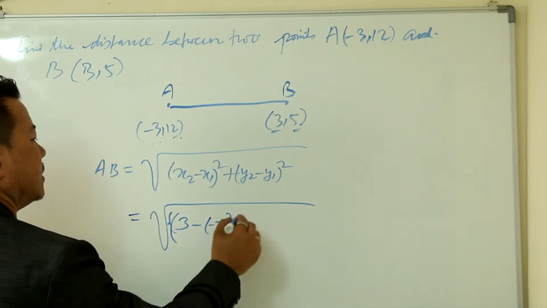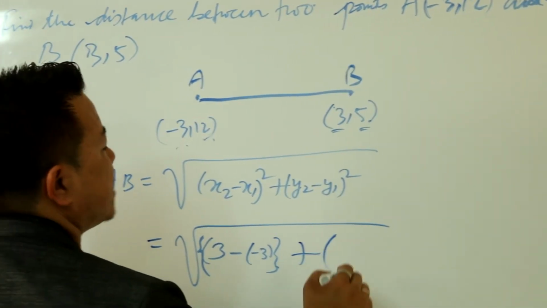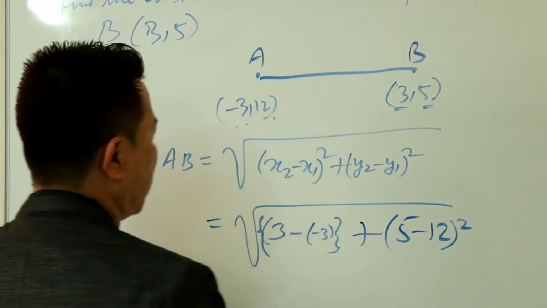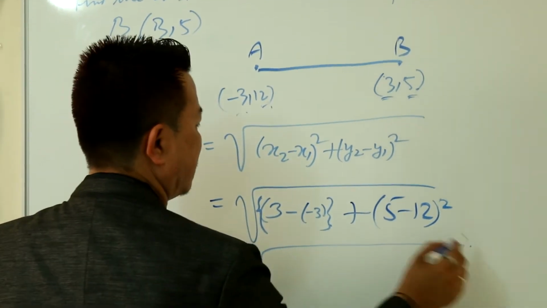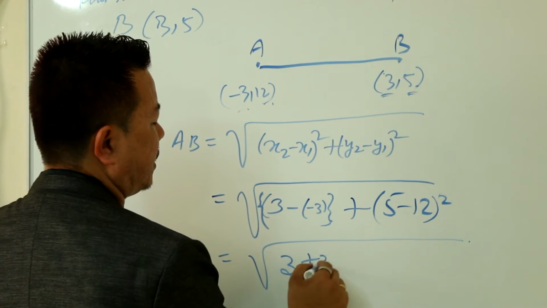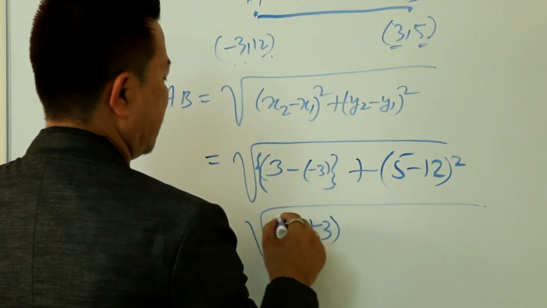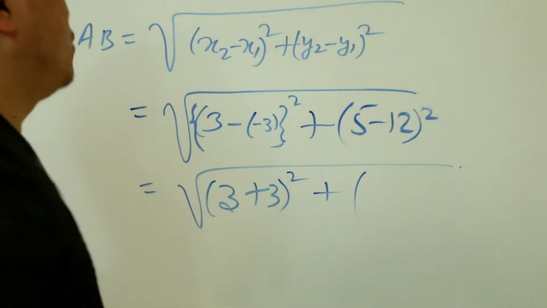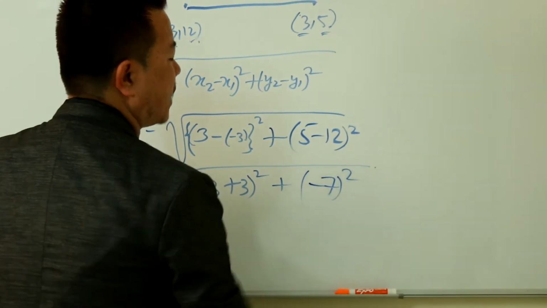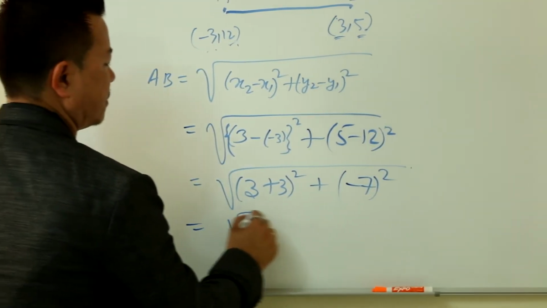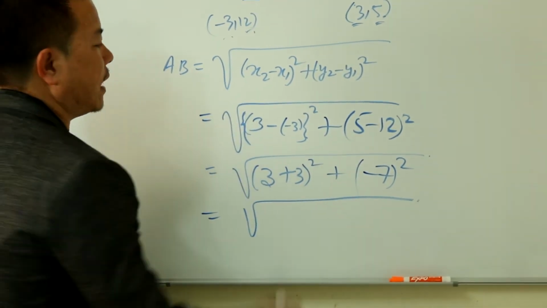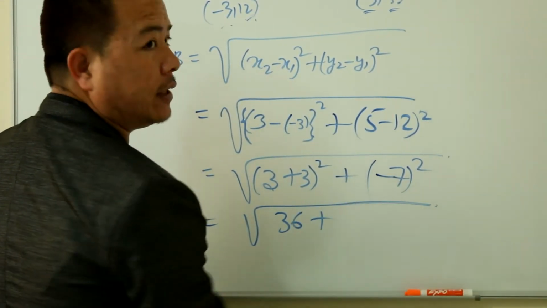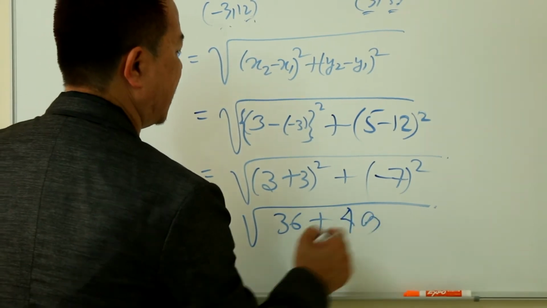And plus (y2 minus y1). What is the value of y2? 5. y1? 12. Whole square equals to, now (3 plus 3) whole square plus, now here (5 minus 12), minus 7 whole square equals to 3 plus 3, 6 and square 36, plus negative into negative is positive, so it is 49.